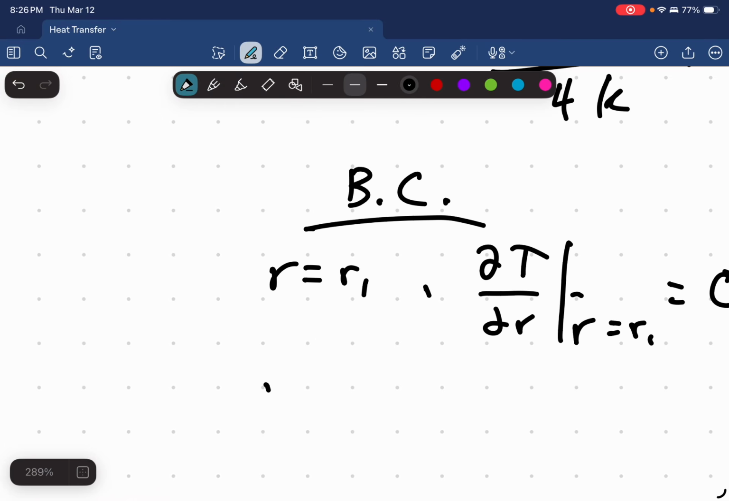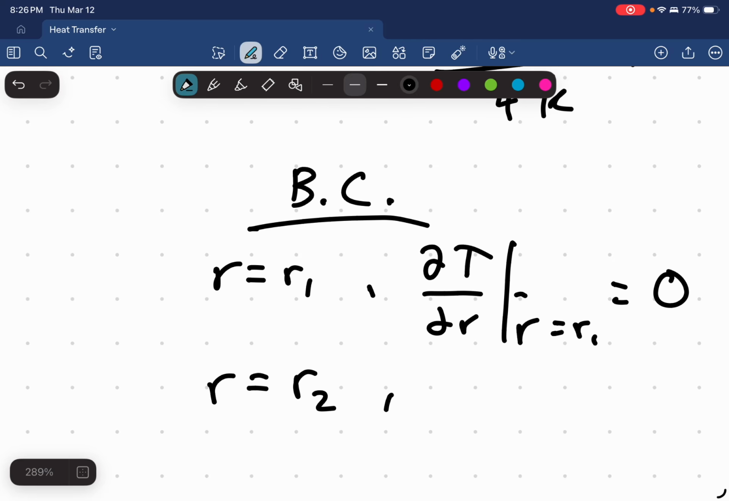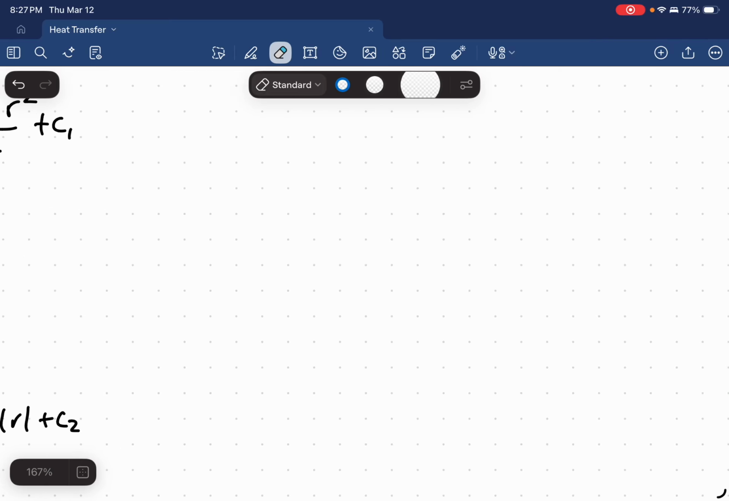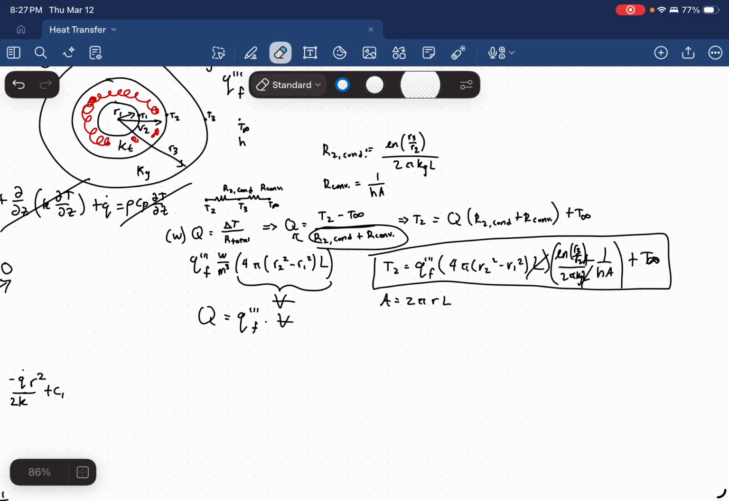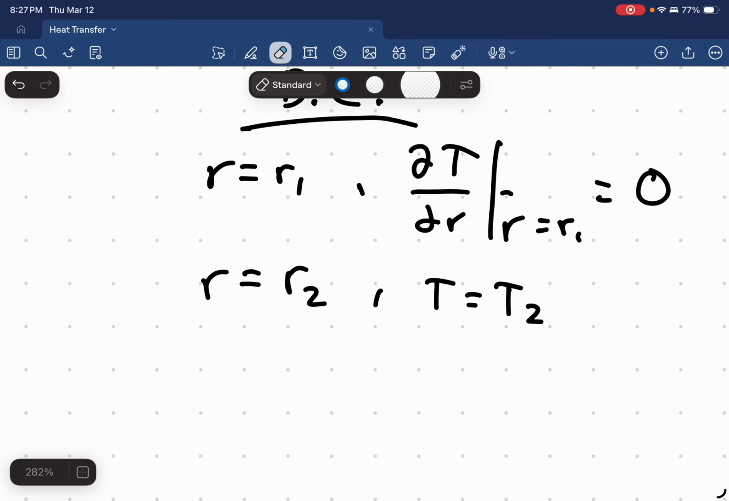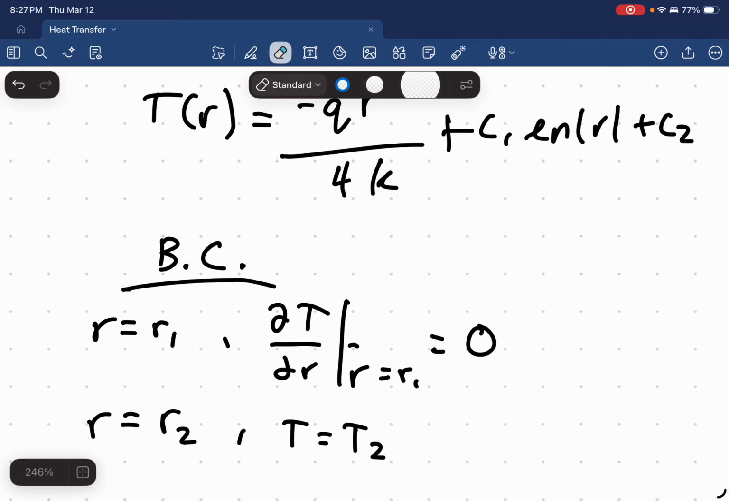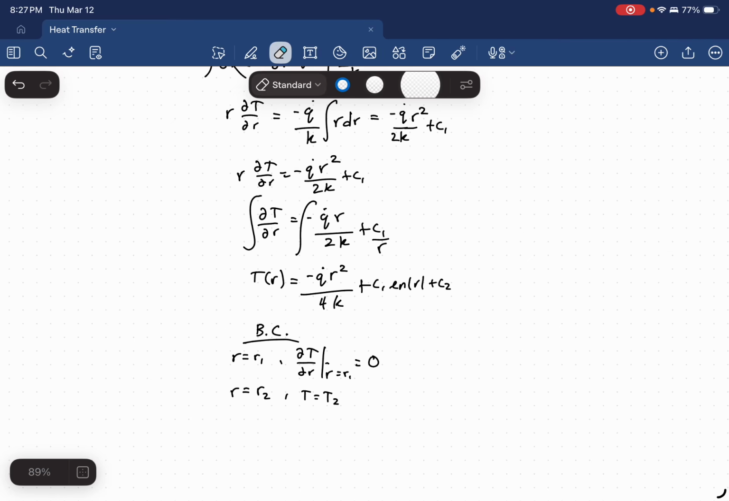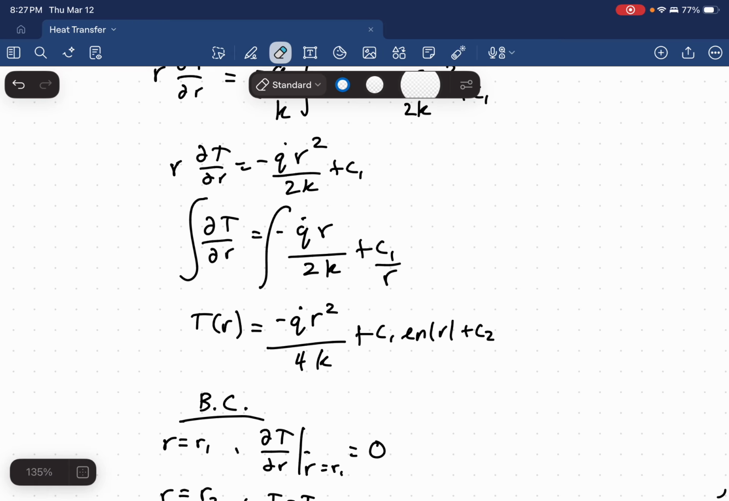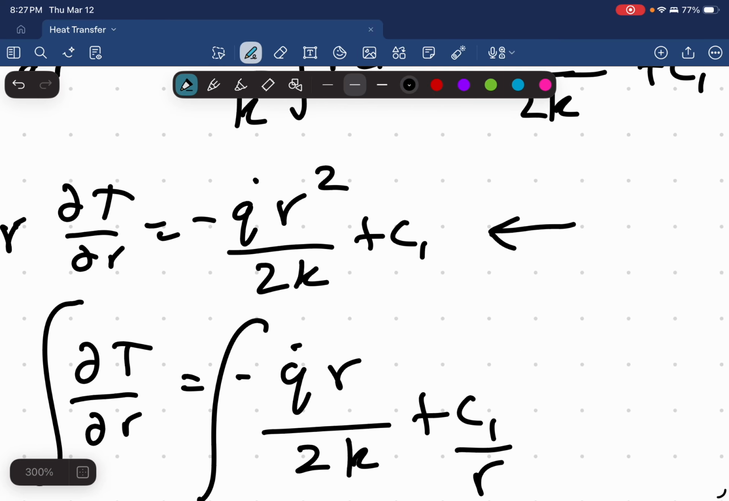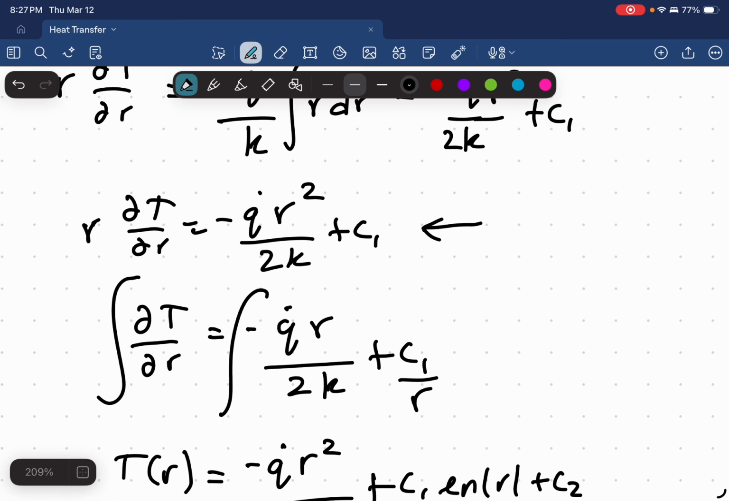And for the second boundary condition, we're going to say that R is equal to R2. So that is going to mean that T is equal to T2. And this T2 is what we solved for in the first part. So to use these boundary conditions, we can actually go back to this equation right here to solve for C1.